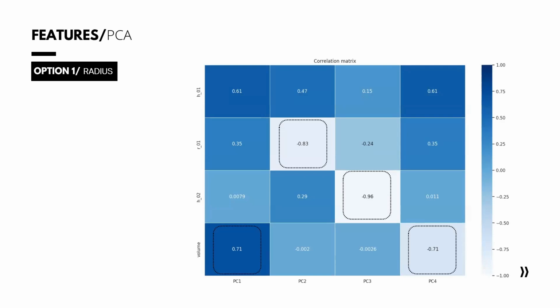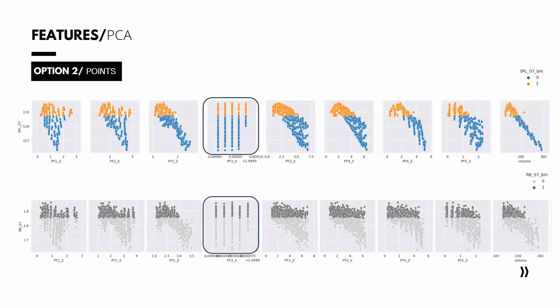Correlation matrix score: all the features have a correlation related to each other. Moving to option 2, more or less all the features have a negative correlation with SPL and RB, except for the point X, while the RB looks very noisy, which gives us a hint that the prediction of the RB may not give us a good result.